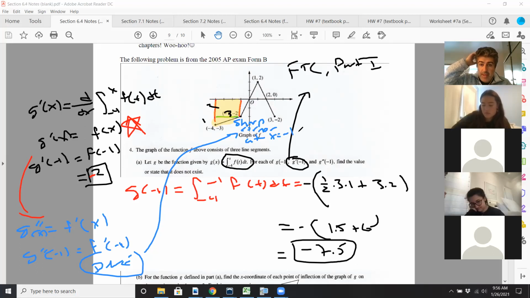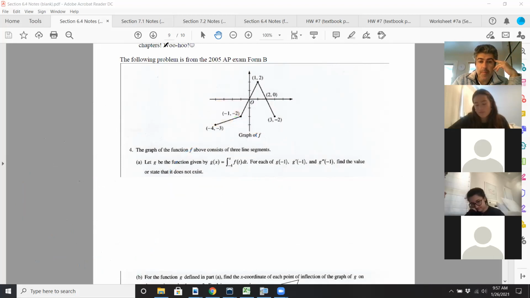By the way, something like this on the AP exam would be worth 3 points. You get 1 point for g of -1, 1 point for g prime -1, 1 point for g double prime -1. So they give you 1 point for each. They don't get partial credit. So if somebody made a careless mistake with g of -1, sorry, you get nothing. If you made the mistake where I accidentally put 2 instead of -2, sorry, you get nothing. So yeah, be careful. Of course, you'll get points if you get the first 2 parts right and the third part wrong. You get 2 out of 3 then. But they don't do partial credit for each part. Okay, any questions? Nope. Okay.